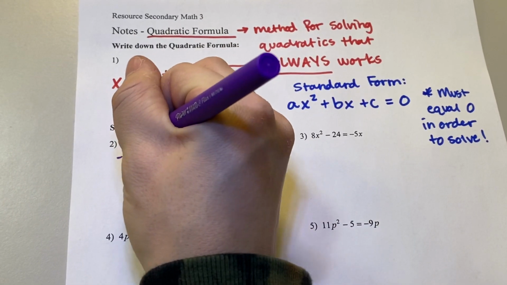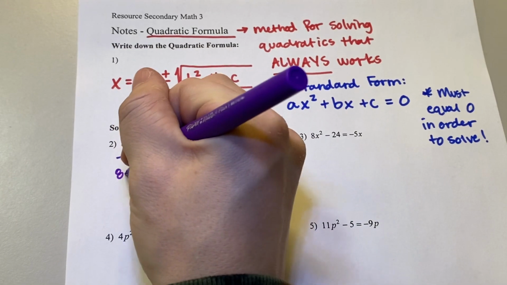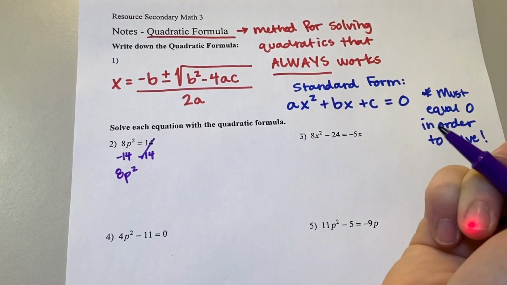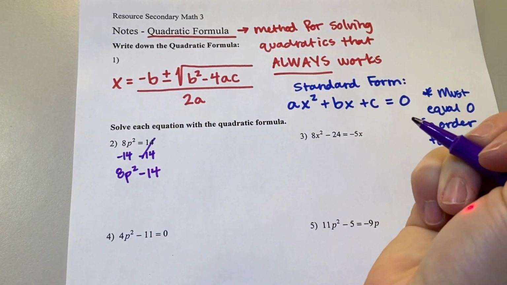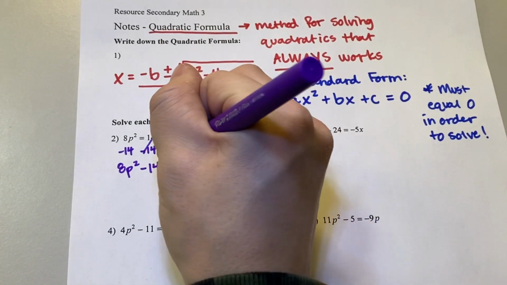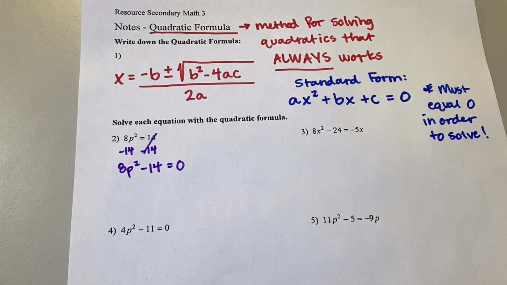So we're going to subtract 14 from both sides. That means it's going to give me 8p squared on this side. We didn't touch it, didn't affect it. We just moved that negative 14 over to that side, and now it equals 0. I'm just now realizing that we might have to use some more space. That's good for you guys. Okay, so we have 8p squared minus 14.